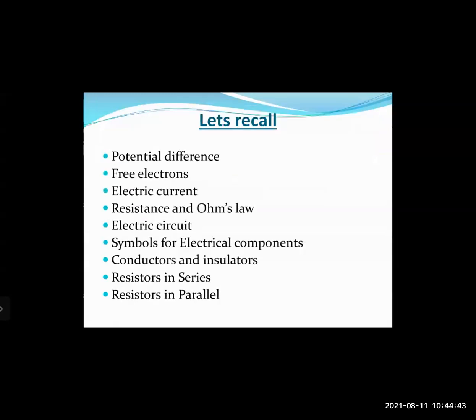Just briefly, we will go through the topics. We had studied the concept of potential difference, where we had studied how exactly potential difference arises in a circuit. Then we had seen the concept of free electrons, where we had studied what is the root cause of free electrons and how the free electrons move around in a circuit. Then we had studied the concept of electric current. Then we saw the concept of resistance and Ohm's law. The majority of the numericals in this chapter will relate to Ohm's law. Then we saw the electrical circuit, and then the concept of resistors in series and resistors in parallel.